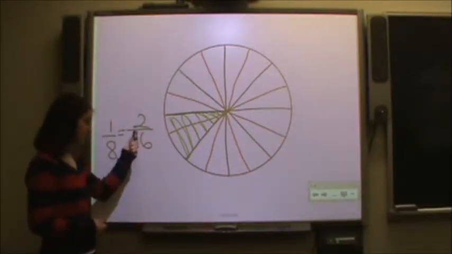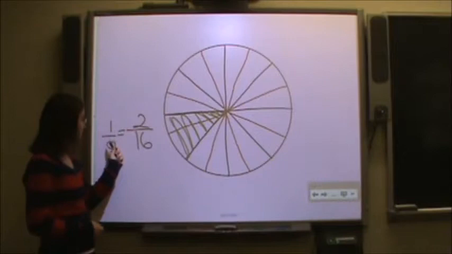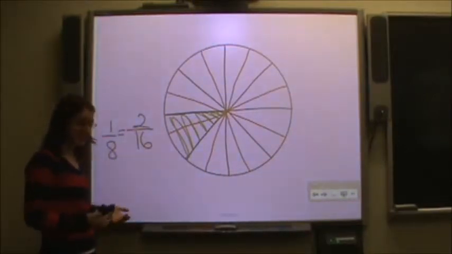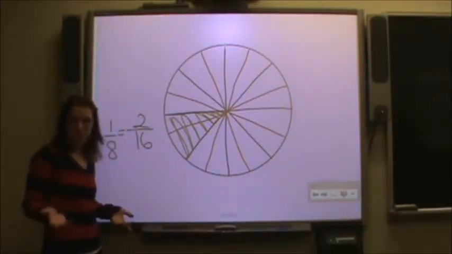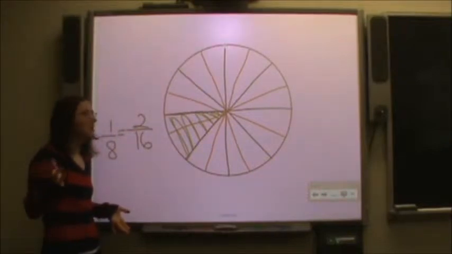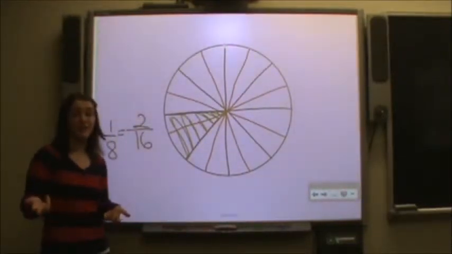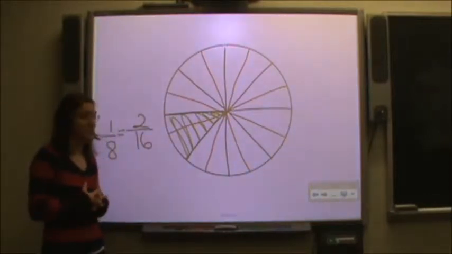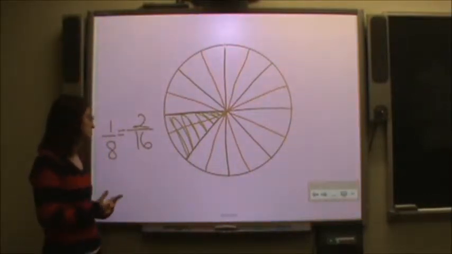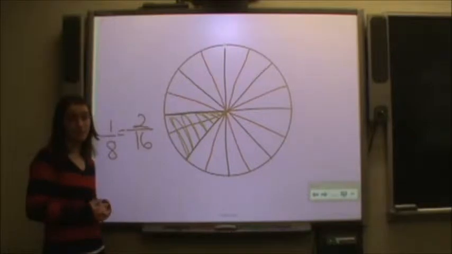This is saying 2 pieces out of 16, and this is saying 1 piece out of 8, but they're the same. So why is it important to know that these 2 fractions are equivalent? Well, it's hard to see now, but in a couple of lessons you'll find out. When you're adding and subtracting fractions in particular, this is really important. You have to be able to find equivalent fractions.